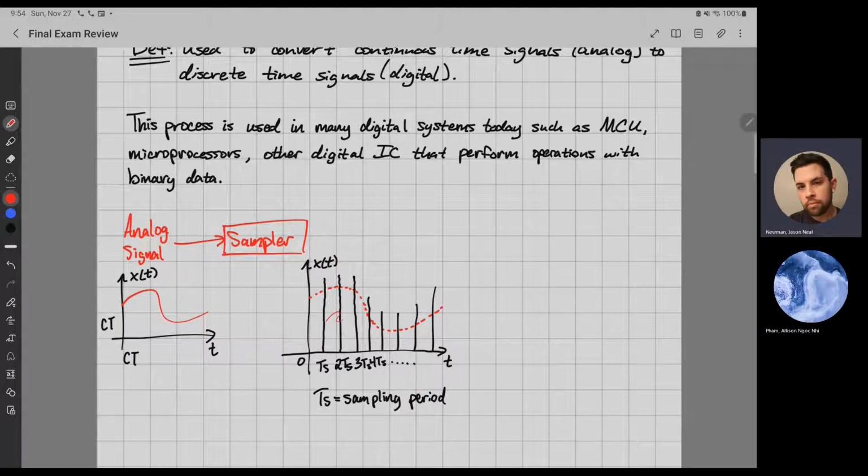But this is not the actual output waveform. The output waveform looks like this. It goes up and samples right there. It takes in this whole strip right here, which is considered one piece of data, right? It's just how we have to draw it on the graph. So this is what the output waveform of the sampler looks like.